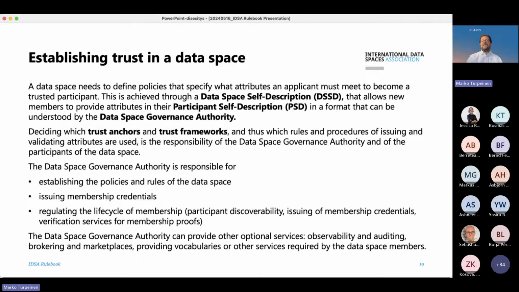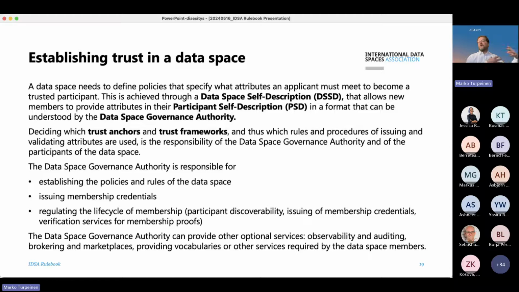And then there might be trust anchors, and it's all embedded in a trust framework that makes these things happen. For example, issuing credentials for different parties is part of the technical implementation of the trust framework. Nevertheless, we would need a description of the data space, a description of the participants, and then some authority that is recognized as the Data Space Governance Authority, and that is responsible for things like setting up base policies and rules.